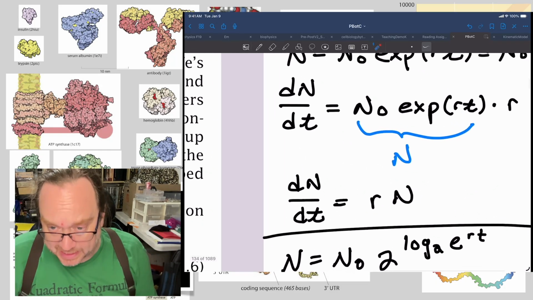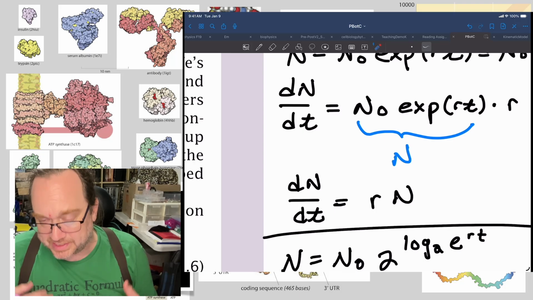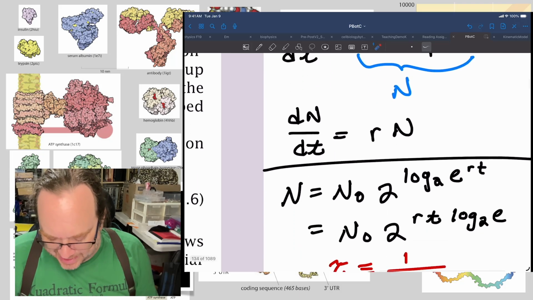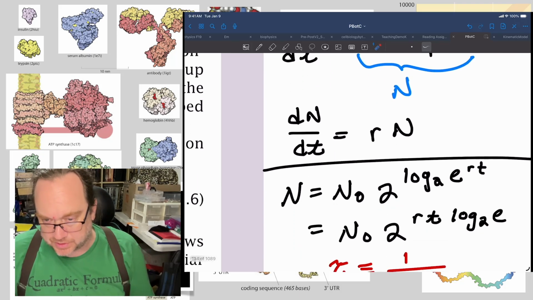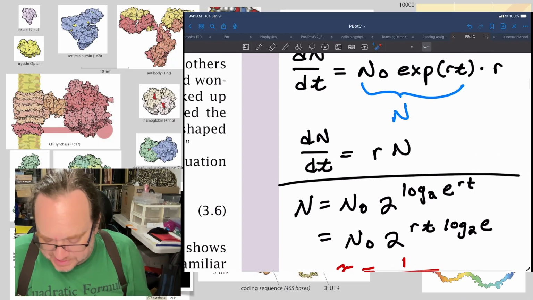Now, some people like the solution given this way in terms of an exponential, and other people prefer it to be written in a different exponential base. That is, they prefer it to be written with the base of 2 because they want to think about how often something is doubling. Well, this is not a new solution.